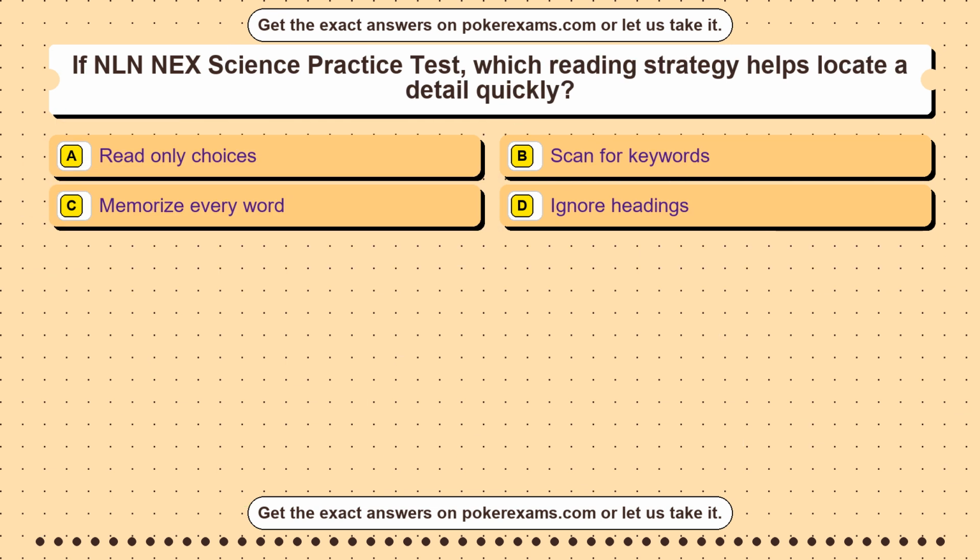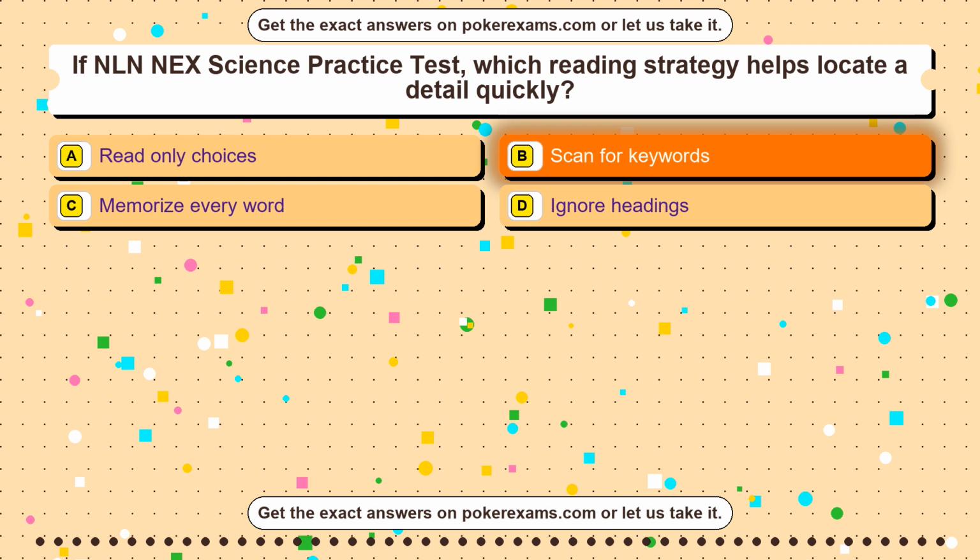Question 20. If GED RLA practice test, which document begins with "We the People"? Option A, Federalist Paper number 10. Option B, U.S. Constitution. Option C, Declaration of Independence. Option D, Bill of Rights only. The correct answer is option B, U.S.